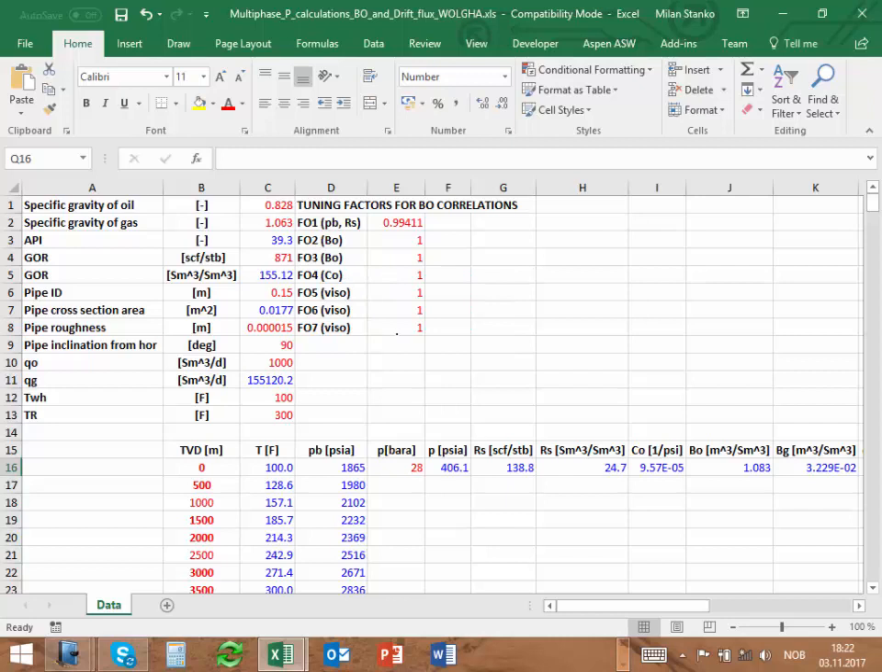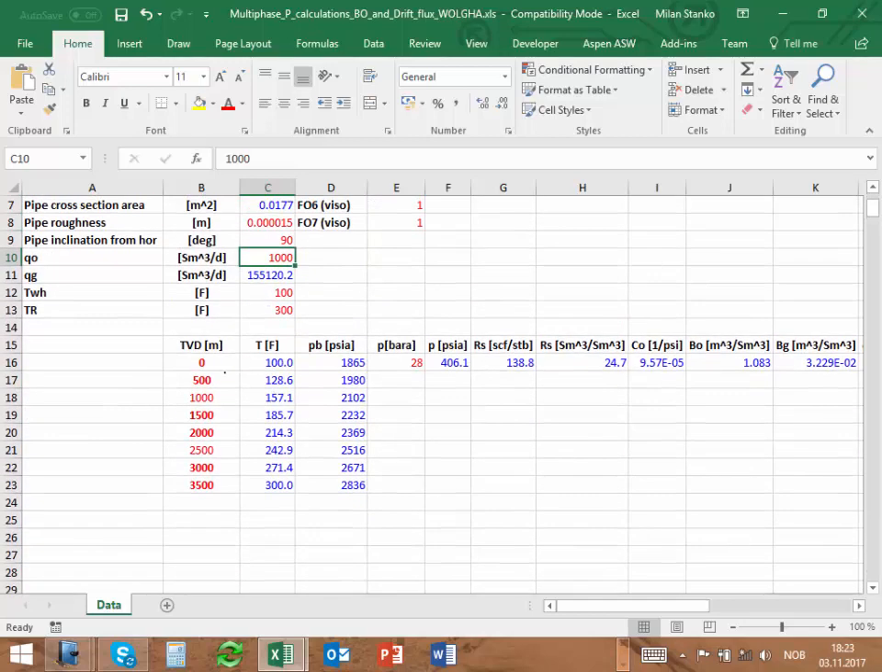Then you have 3 for the viscosity. Okay, but all of them are 1. The only one that is not is this one here, because I was using it for another field I was working with. So that's the tubing ID. Okay, these are things that we need for the pressure drop calculation: tubing ID, cross-section area, roughness of the pipe, inclination. Here you have the rate of oil. If you have the rate of oil and the GOR, you're going to get the rate of gas. Okay, wellhead pressure, wellhead temperature, and reservoir temperature, measured from the fluid.